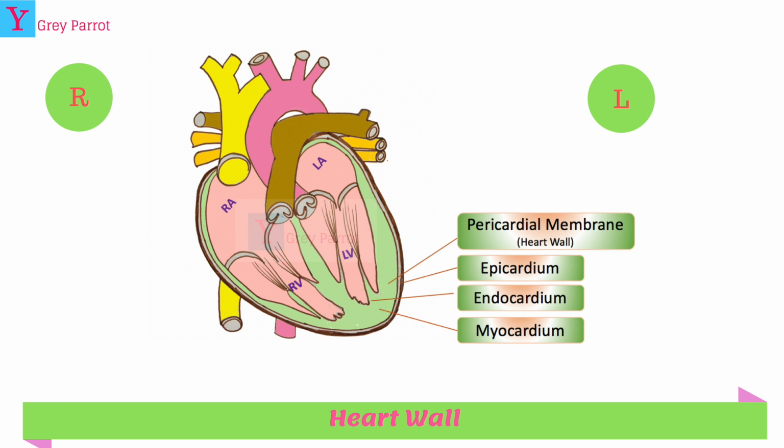Now let's look at the covering of the heart, called the pericardium membrane. It is thick, and you can see 3 layers. The outer layer is called the epicardium, the inner layer is called the endocardium, and the middle layer is called the myocardium.